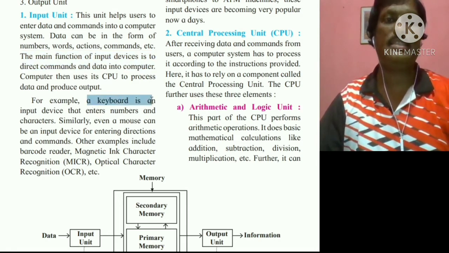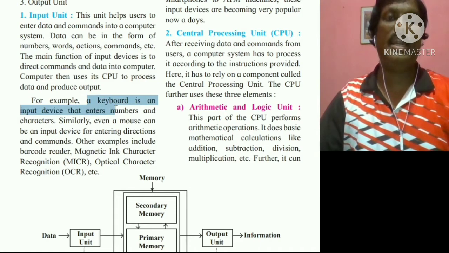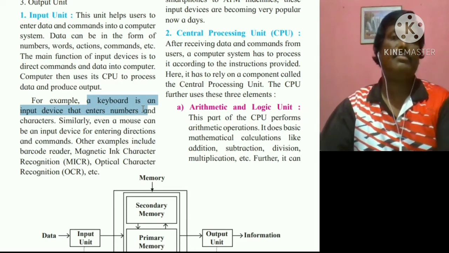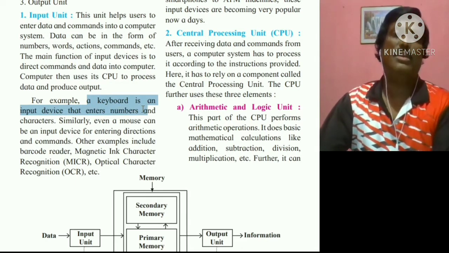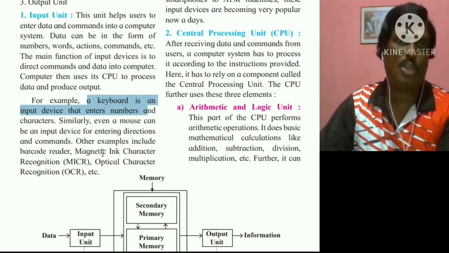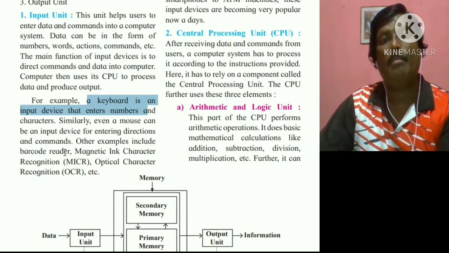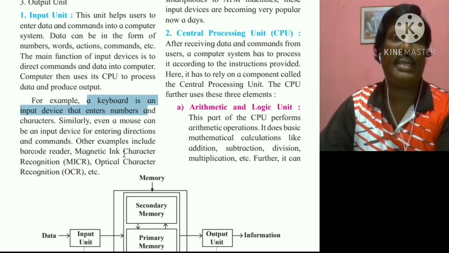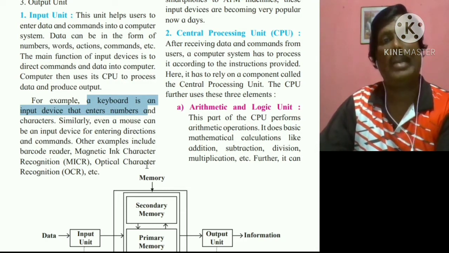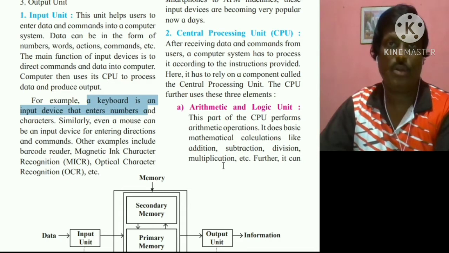Then see the examples of input unit. A keyboard is an input device that enter a numbers and characters. Okay. Then you can also see another input device. Mouse can be an input device for entering directions and commands. Other example include barcode reader, magnetic ink character recognition, which is also called as MICR, optical character recognition, which is called as OCR, etc. Okay.